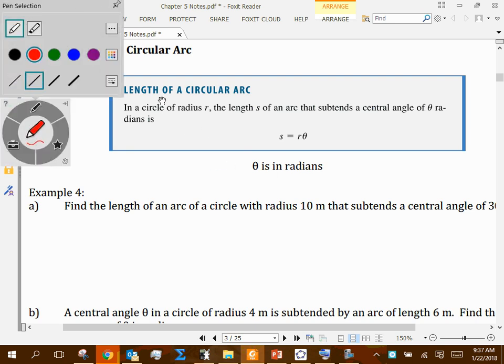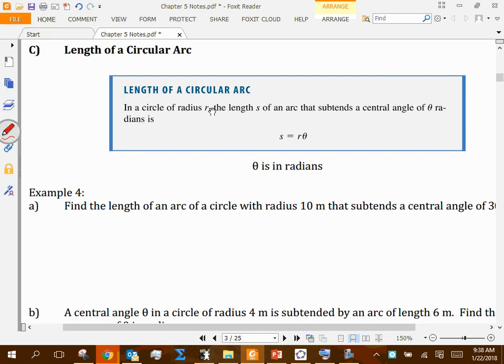All right. So it says in a circle of radius r, the length s of an arc that subtends a central angle of theta radians is s equals r theta. All right. We did this in geometry. But we did it in geometry with this formula. We took, let's just say that I've got some circle here, and I'm going to talk about maybe that angle right there, and I call it theta.